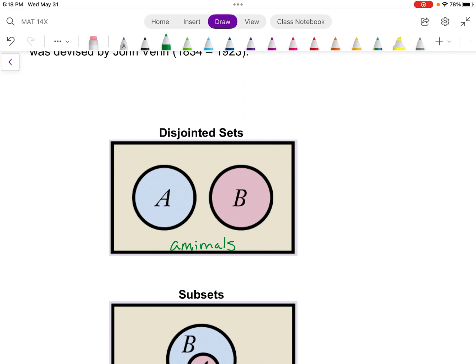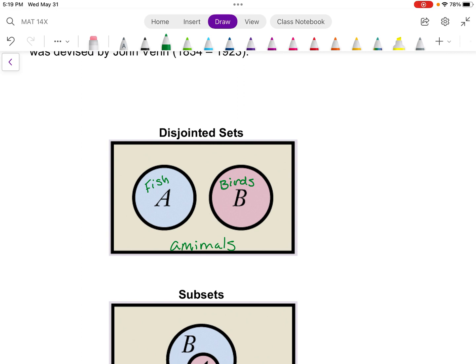And set A are all types of fish. Sharks, tuna, fish that swim in water. Well, group B are a set of birds. There are no fish that are also birds. They are two separate types of animals that have absolutely no overlap. And so we would refer to those as disjointed sets. And if we were to make a Venn diagram of them, it would look something like what you see right here. And I might list out all the types of fish and I might list out all the types of birds, but there would be nothing that connects the two.